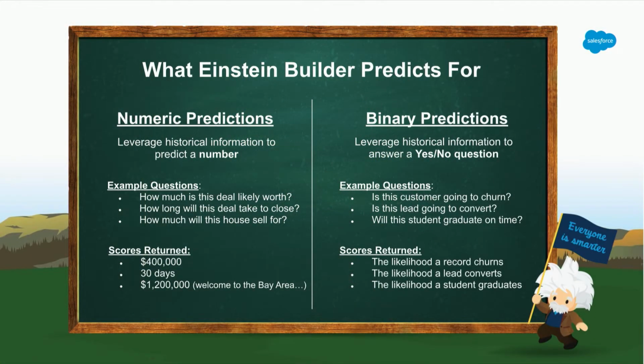Okay, so really what kind of predictions can you create with Prediction Builder? There are 2 kinds you can currently create. We support numeric predictions and binary predictions. Numeric predictions are when you want to predict a number, so it's using the data set that you currently have to predict a number, whereas binary predictions use that historical information to answer a yes or no question. For a numeric prediction, some example questions would be, how much is this house going to sell for? And then the score returned would be a number. And of course, in the Bay Area, it's a big number.